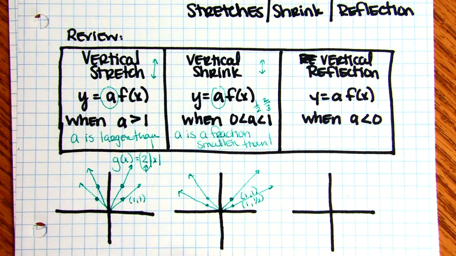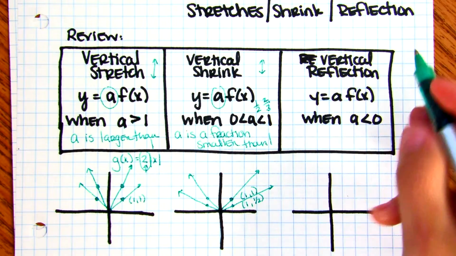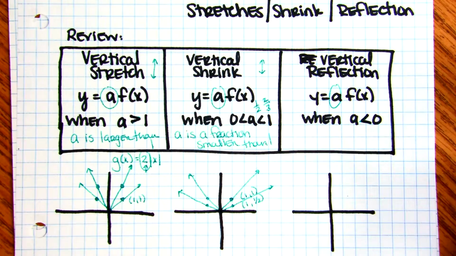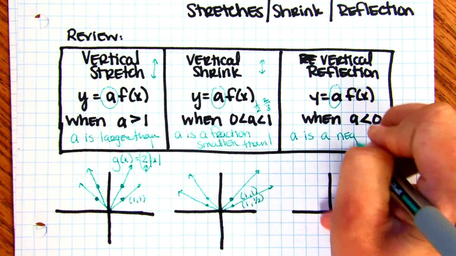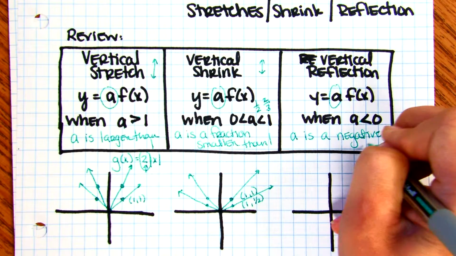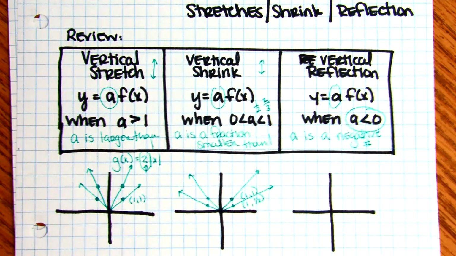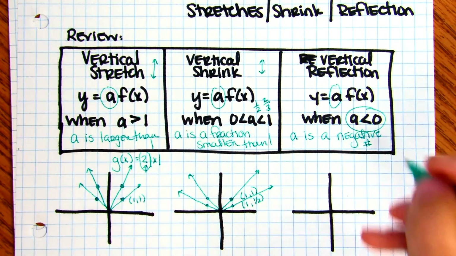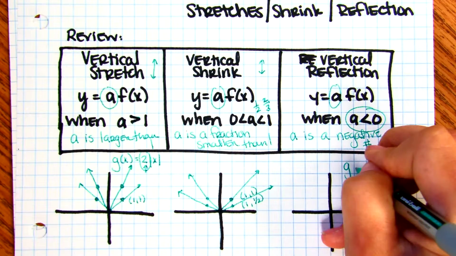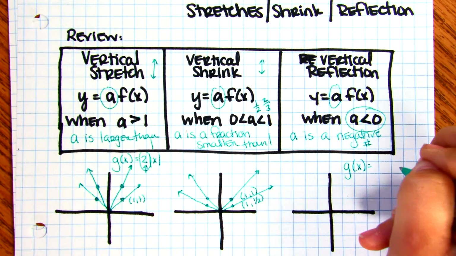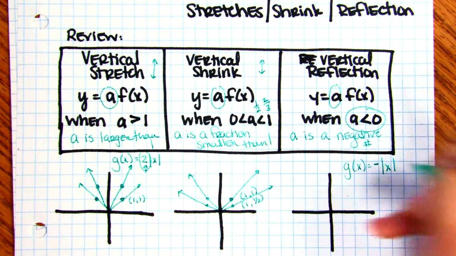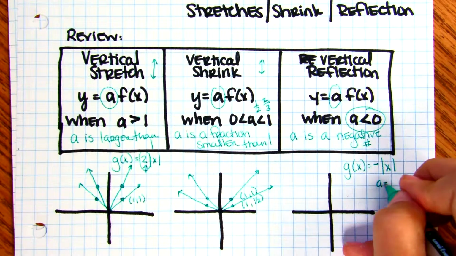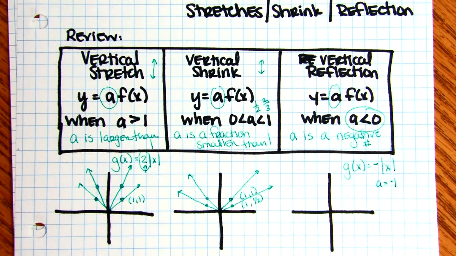Last but not least is a vertical reflection. A vertical reflection happens when the value of A is less than 0, meaning A is a negative number. That's what we really mean when we say the value of A is less than 0. So a really quick example of that would be g of x equals, say, negative absolute value of x. So the value of A is negative 1, so it's going to flip vertically.